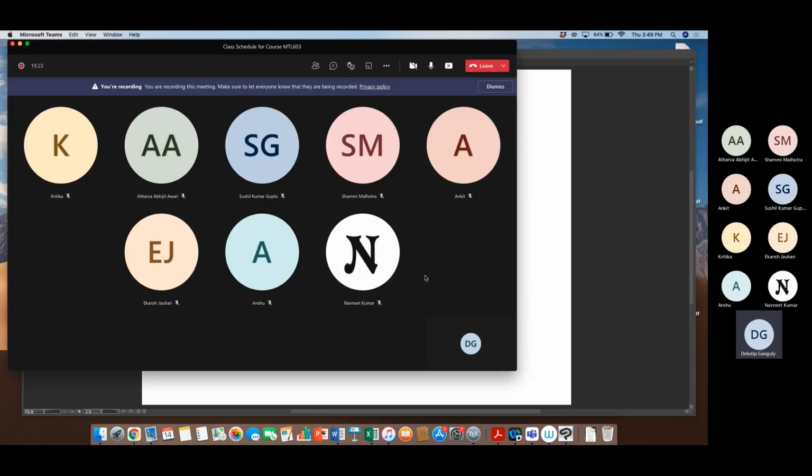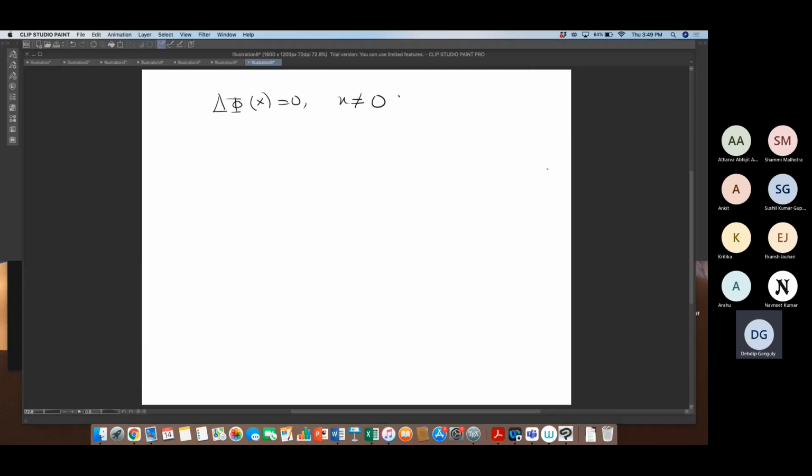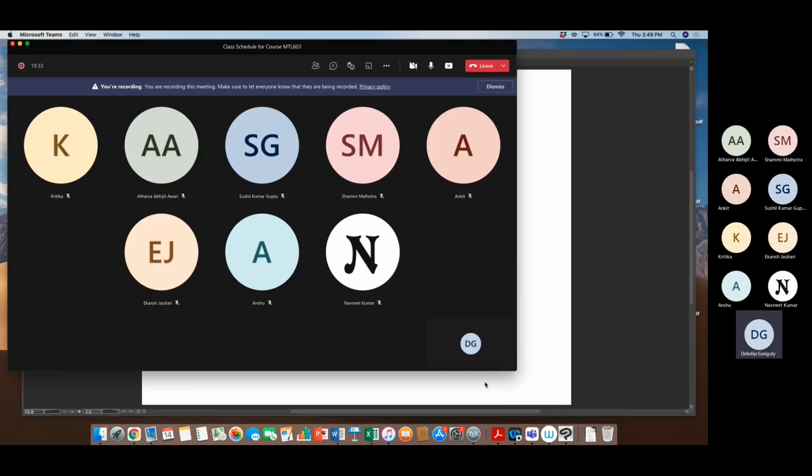Is that clear or not? You can ask me, please. Please. So there is some problem near the origin, which you have to understand because of 1 by mod x and all those things.